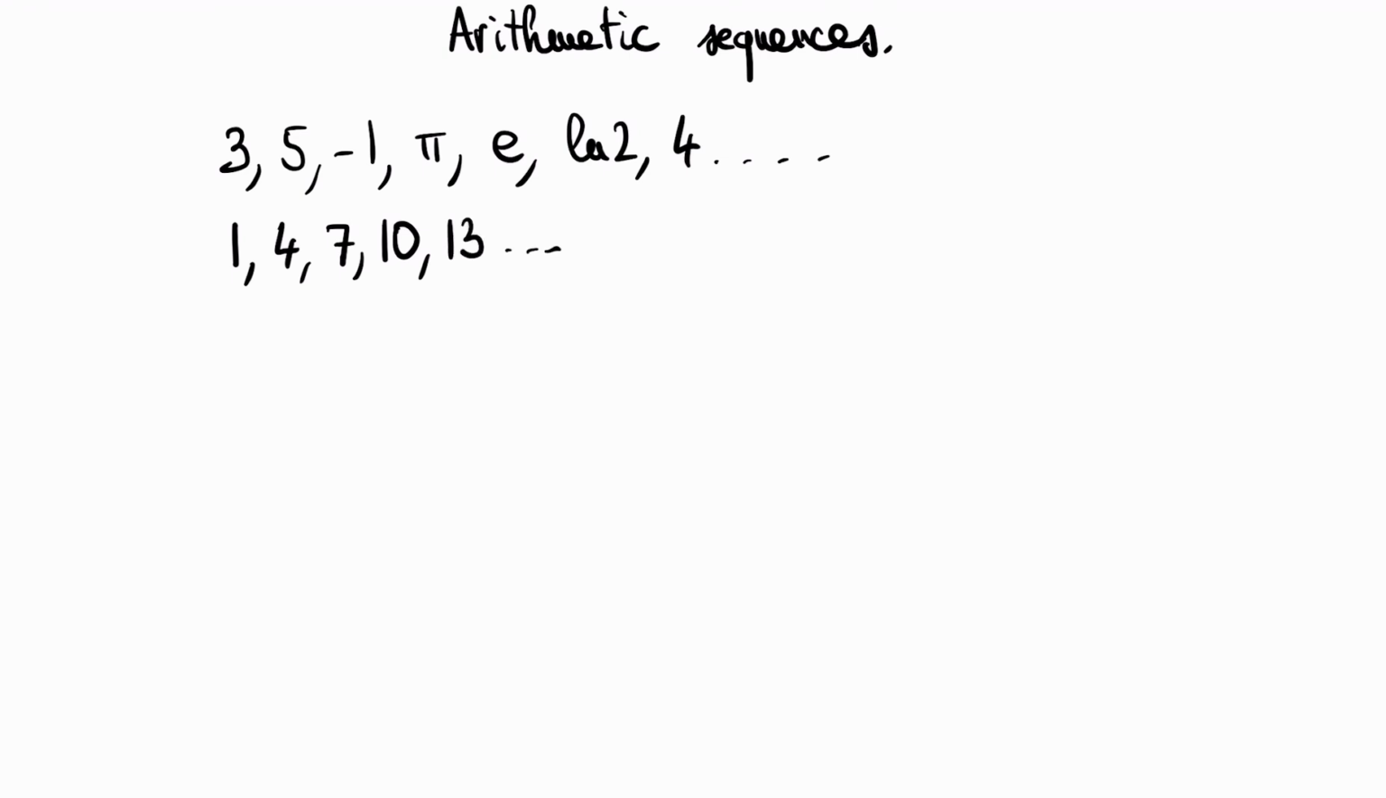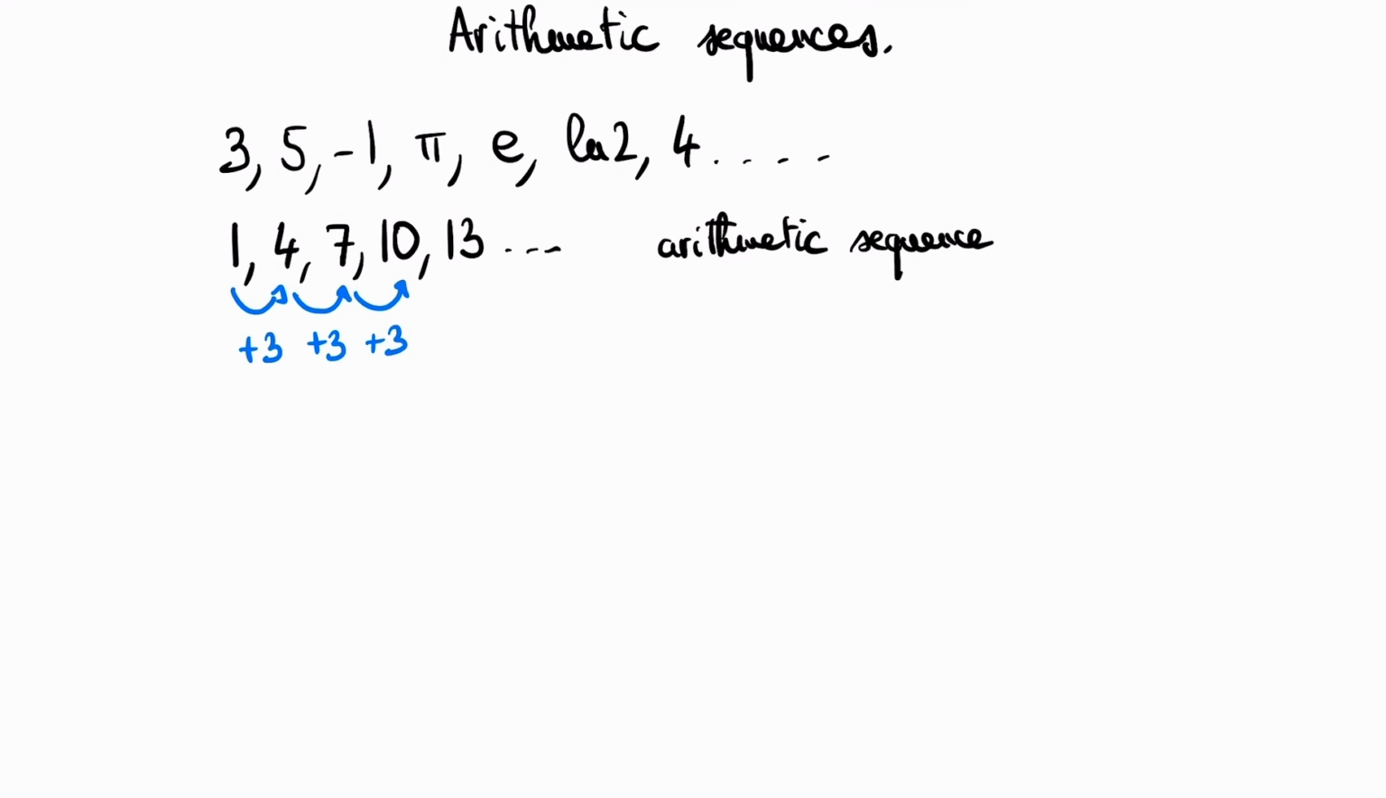And so what we see is that to go from 1 to 4, I just add 3, and then from 4 to 7, I also add 3, and so on. Right. This is called an arithmetic sequence.